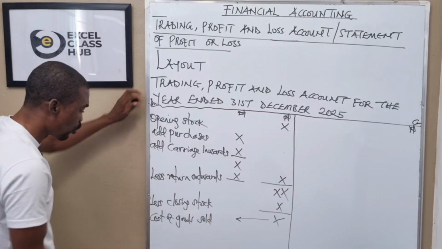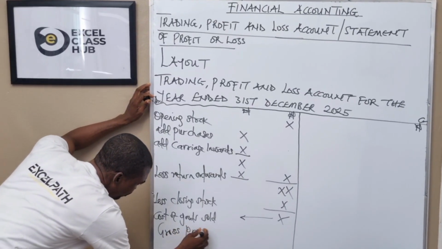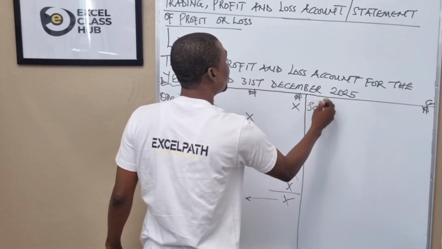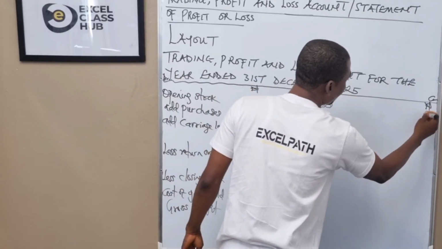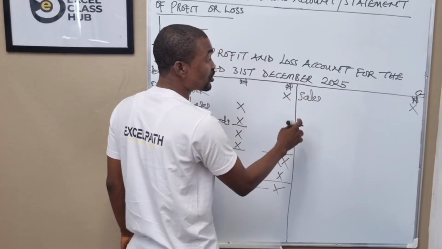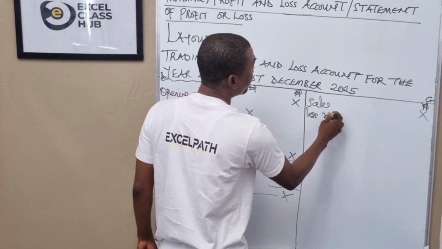Now, what are we looking for? We want to look for the gross profit. So you come to the left-hand side, the credit side. You put down your sales, the figure for your sales. Then, if you are having return inwards or sales returns, you subtract. So we less return inwards.